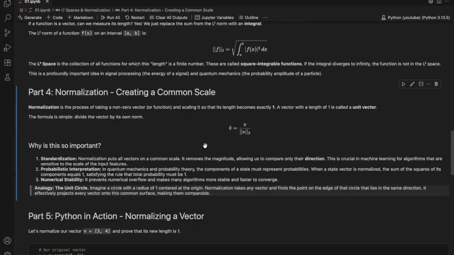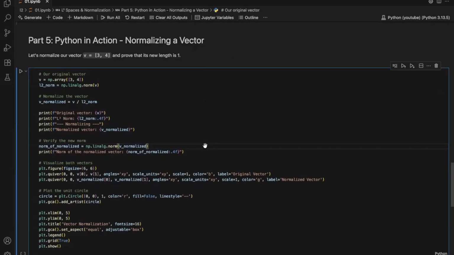The last factor we'll look into is numerical stability. The process enhances the stability of various numerical algorithms by preventing computational issues like overflow. A useful geometric interpretation is the projection of any vector onto the surface of a unit sphere, or in 2 dimensions, a unit circle. Now, we will provide a computational implementation of vector normalization.